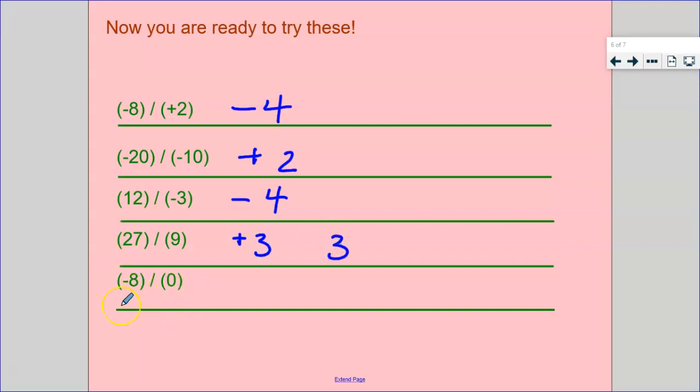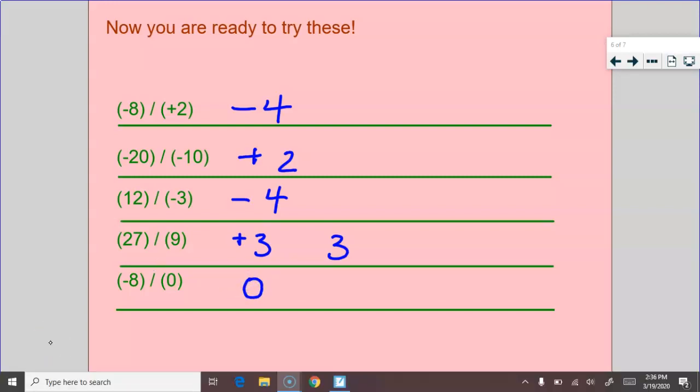And I included this one because I didn't discuss that in multiplication. Anything divided by a 0 or multiplied by a 0, whether it's a negative or a positive, will always yield a 0 amount. So it's really just as simple as that. You're ready to move on.